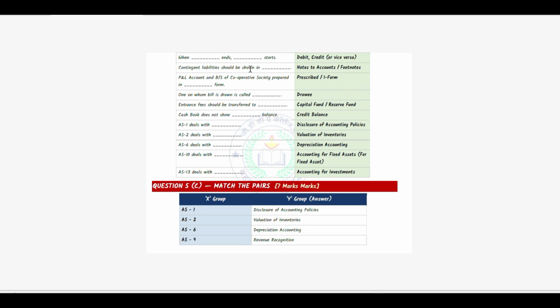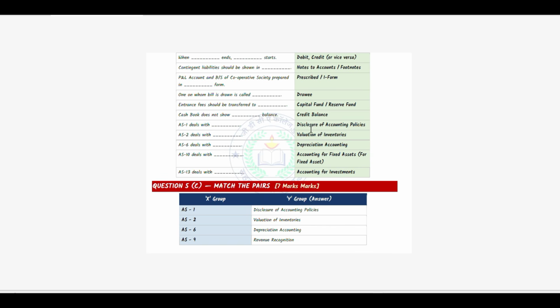Contingent liability should be shown in notes to accounts actually, or footnotes. Profit and loss account and balance sheet of cooperative society are prepared in the prescribed form, Form I. The person on whom the bill is drawn is called the drawee. Entrance fees should be transferred to capital fund or reserve fund. Cash book does not show a credit balance.